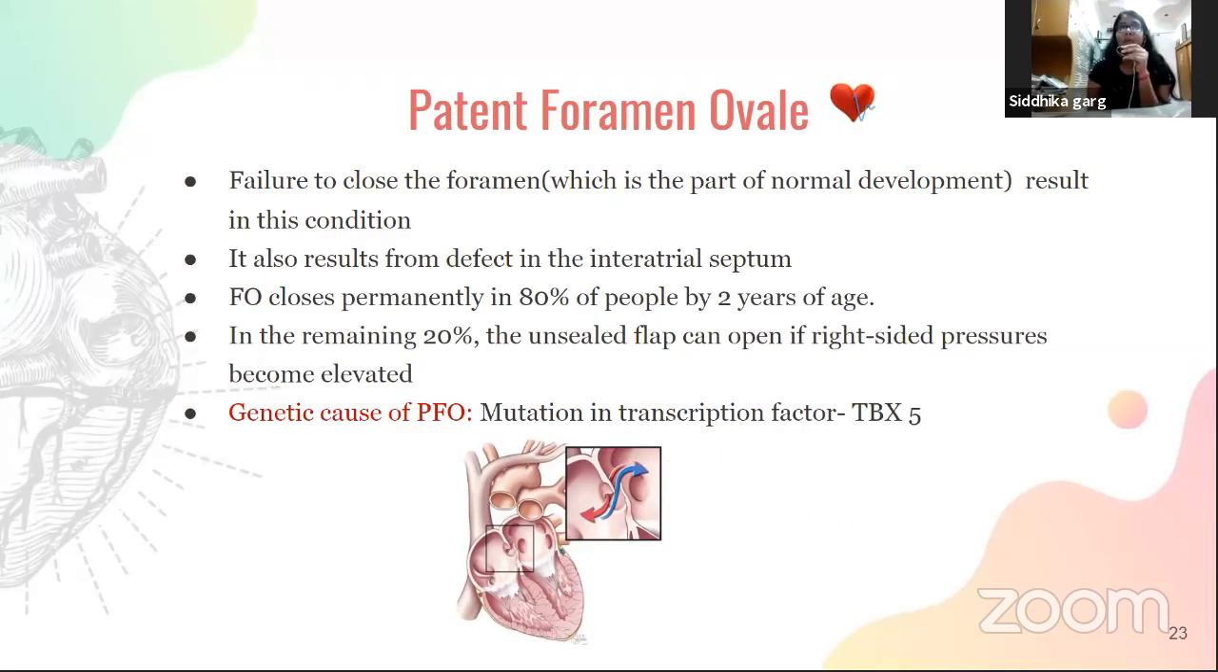Now, patent foramen ovale. Patent foramen ovale is the last step in the formation of the interatrial septum, which normally closes in 80% of people by 2 years of age. But in the remaining, the unsealed flap can open if right-sided pressures become elevated, which leads to this condition, patent foramen ovale. It's also a type of interatrial septal defect. Now, the genetic cause is a mutation in the transcription factor TBX5.